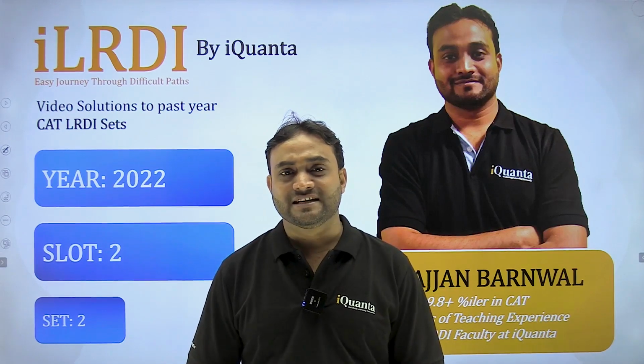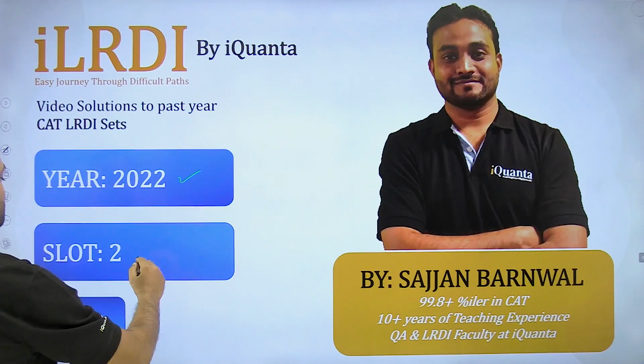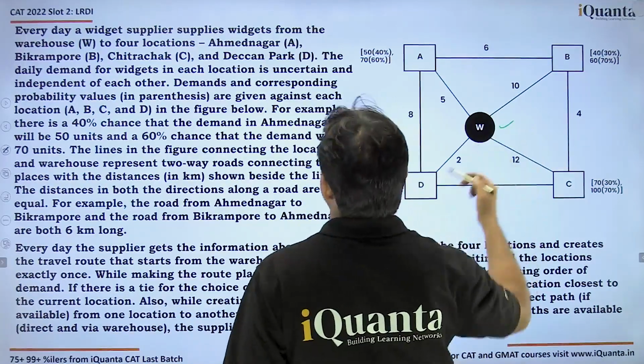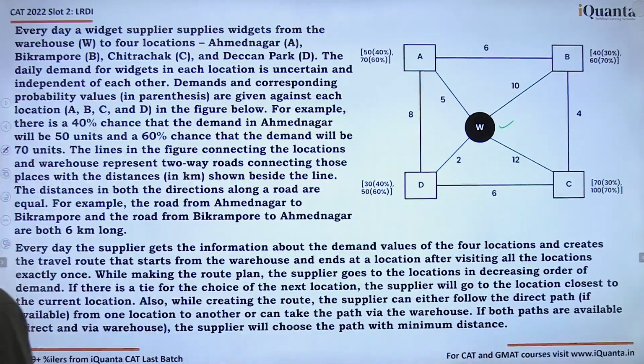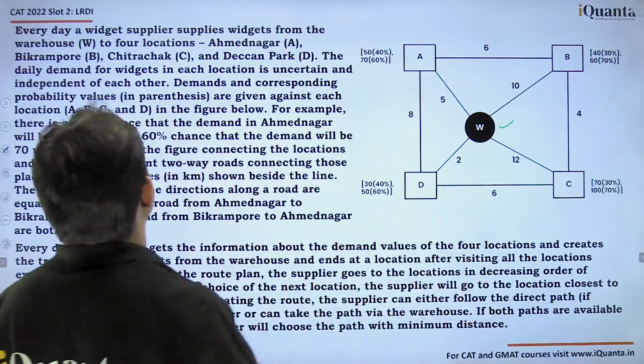In the LRDI series, we are going to discuss CAT 2022 slot 2 second set today. It says every day a widget supplier supplies widgets from warehouse W, this is warehouse W, to 4 locations: Ahmednagar, Vikrampur, Chitrachak and Deccan Park. These are denoted as A, B, C and D.